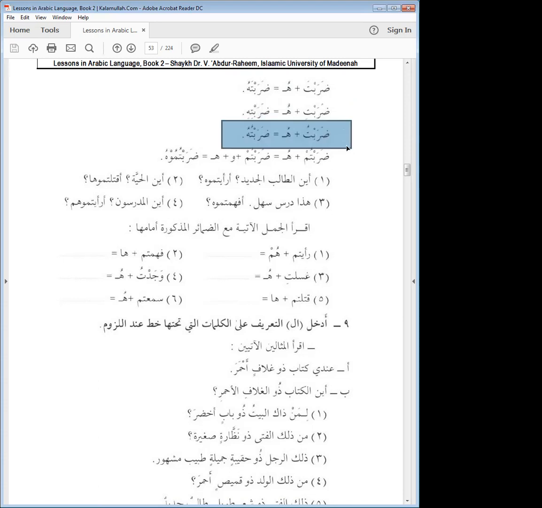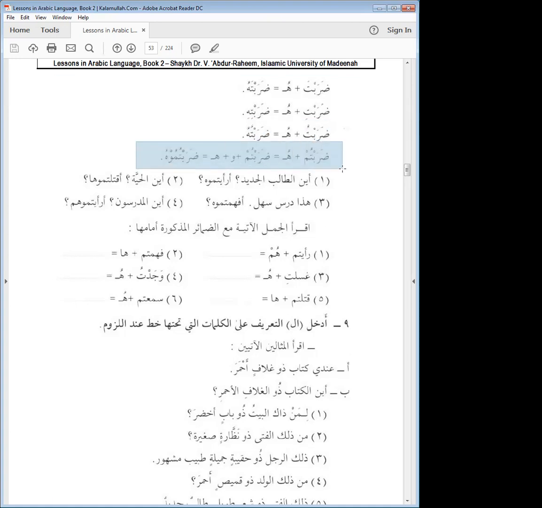Next example here, you have darabtu-hu. So in this case, we are saying I hit. Darabtu. So in this case, the ta with dhamma represents the attached pronoun representing I, ana. Right? So darabtu-hu. Notice in all these examples, we have two attached pronouns. You have the verb, and we have two attached pronouns after. The first one being the fa'il, and the second one being the maf'ul bihi. Right? So pay particular attention to that.